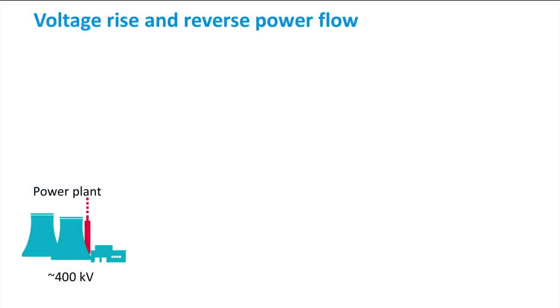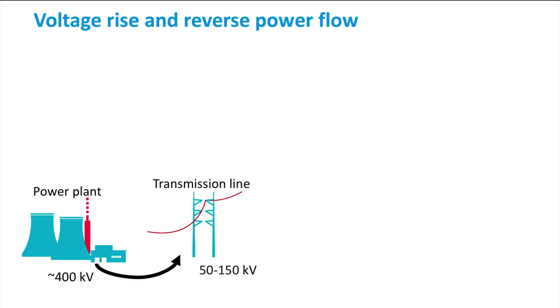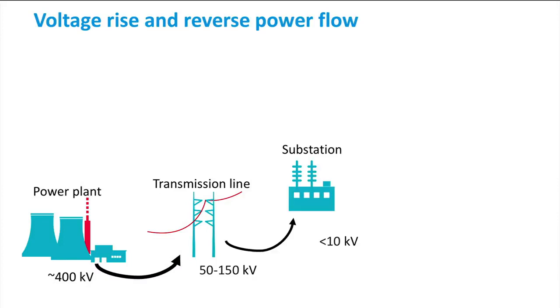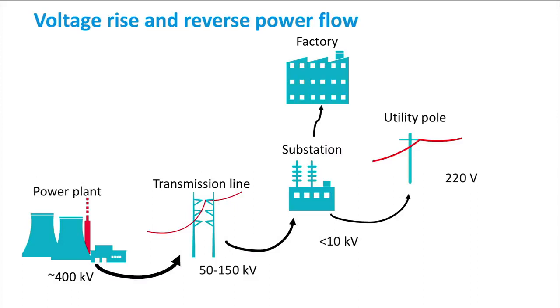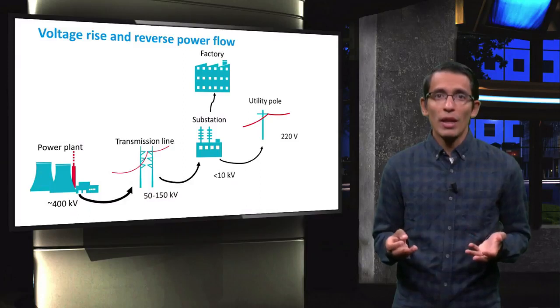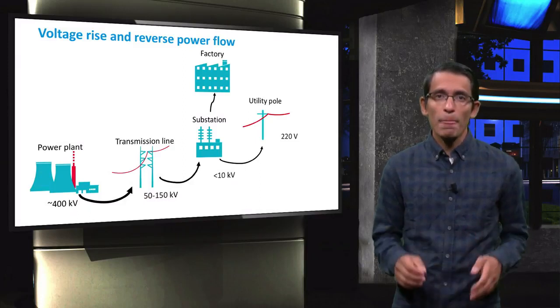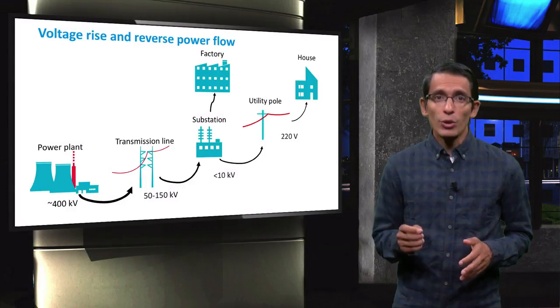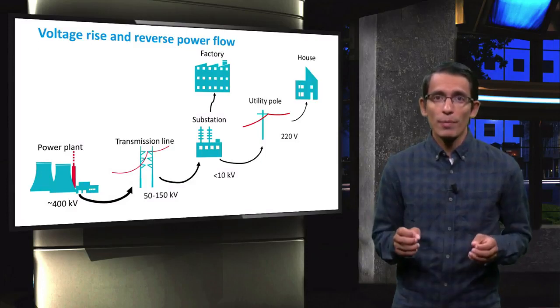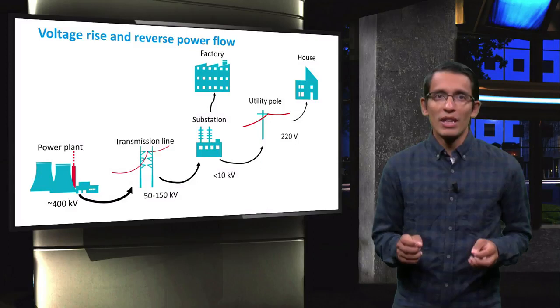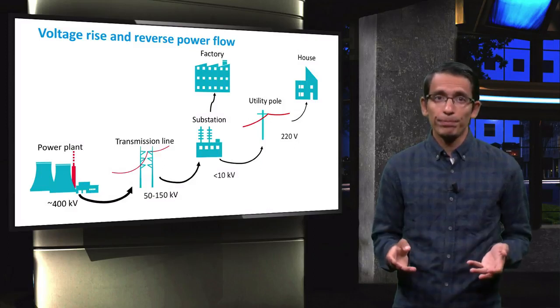Typically, in traditional systems, power plants provide power at 400 kilovolts, which is sent to transmission lines at 50 to 150 kilovolts through step-down transformers. Switchgear substations at around 10 kilovolts are used to redirect the power to either low-voltage distribution grids or factories. Large factories require higher voltage level and higher system reliability. In the last step, households receive power at 220 volts. This is the voltage level that we receive every day in our sockets in Europe.